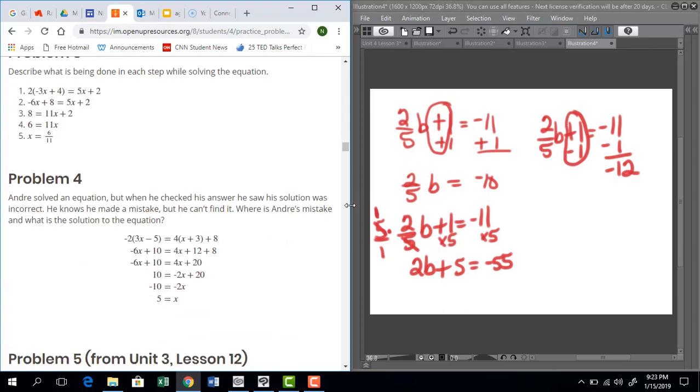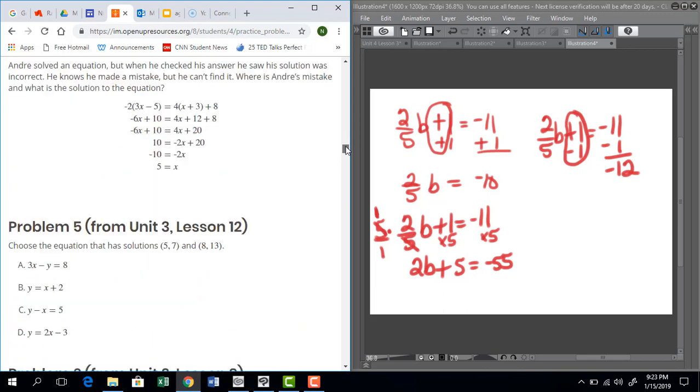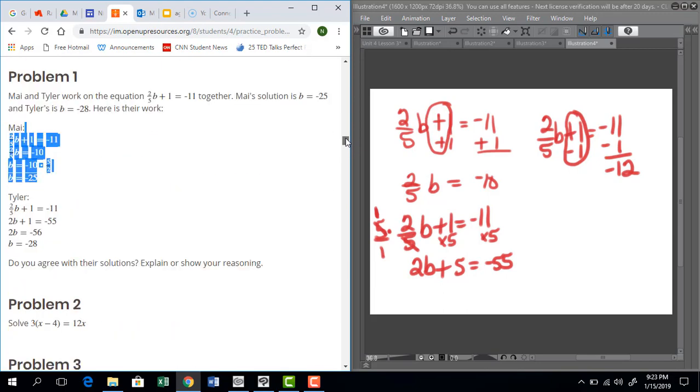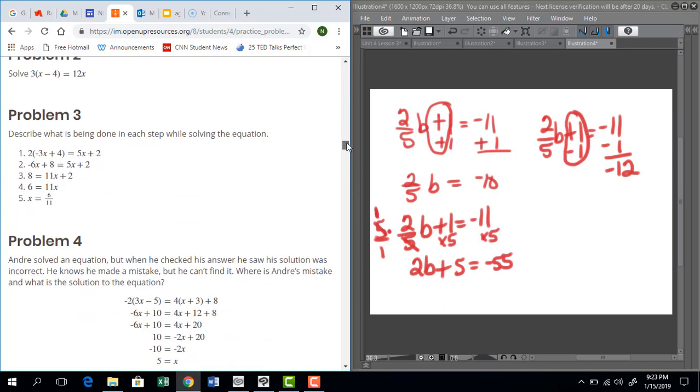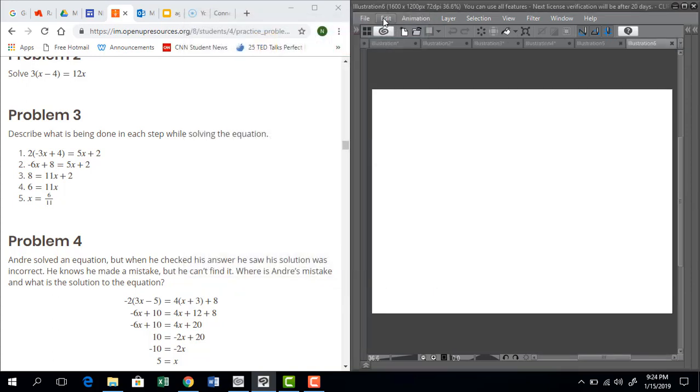Problem number 2. Problem number 2 says solve this equation right here. All right. In order to solve this equation, we need to distribute. So I'm going to write the equation: 3 times x minus 4 equals 12x. So the first thing we're going to do is distribute rainbows.